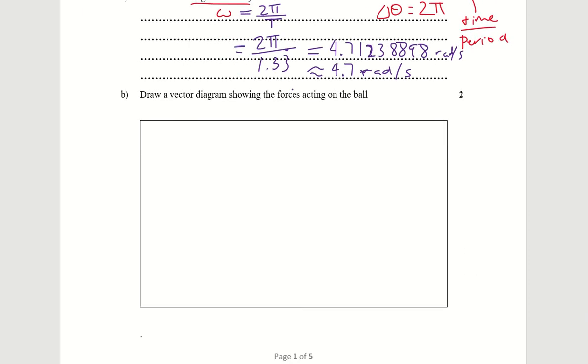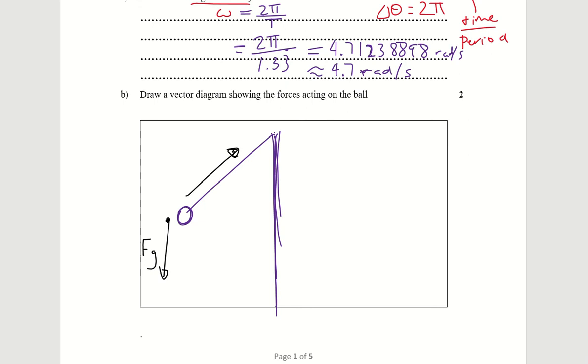All right, the next one is to draw a vector diagram showing the forces acting on the ball. So I'm going to draw it out. I'm going to have my little stick here, and then I have the ball. So that's what I have. If I try and add in the relevant forces, firstly, I'll always have gravitational force going directly down. And then I'll have my tension force, going across like that.